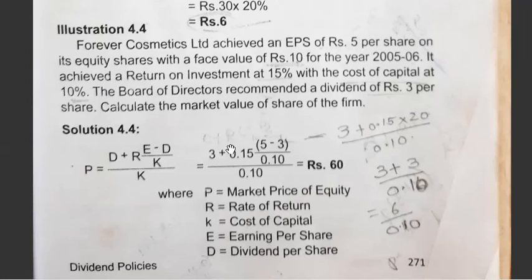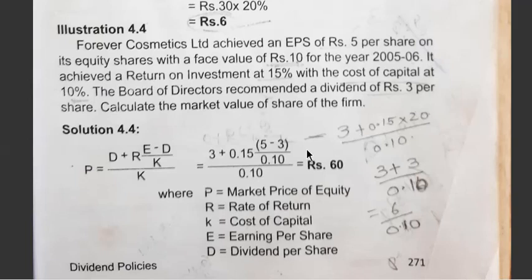Now what is the D value? D value is rupees 3 per share. What is R, rate of return? It is 15%, that is 0.15. Then E refers to EPS. EPS is 5 rupees, minus dividend. What is the dividend given in the problem? It is 3 rupees per share. So E refers to EPS, D refers to dividend, divided by K. K refers to cost of capital. It is 10%, so 0.10, divided by K, that is 0.10.